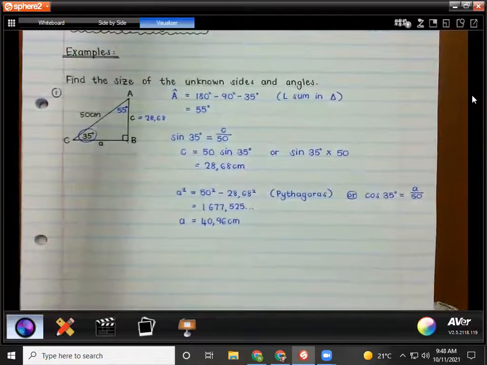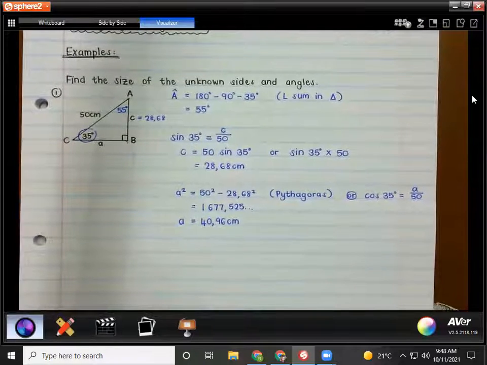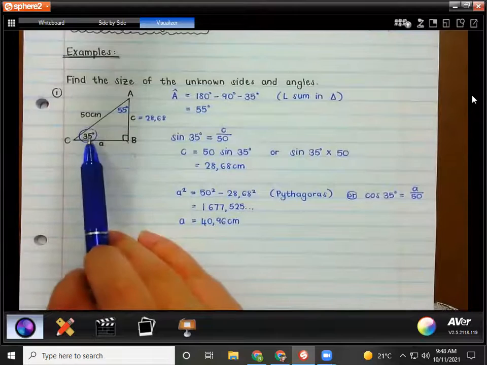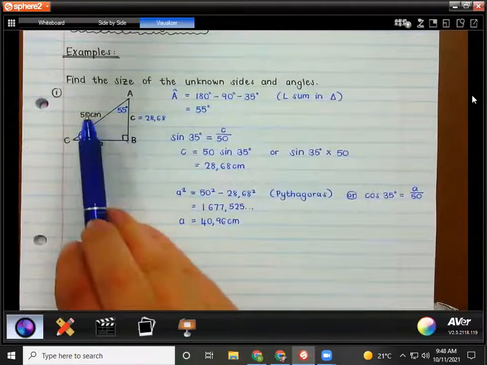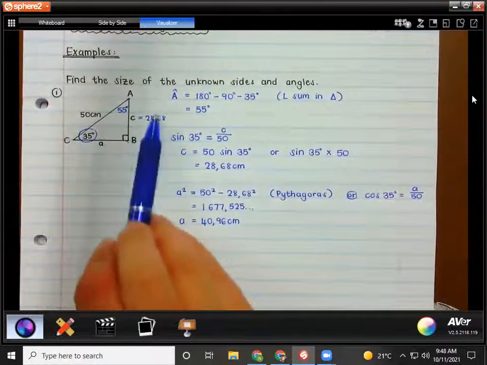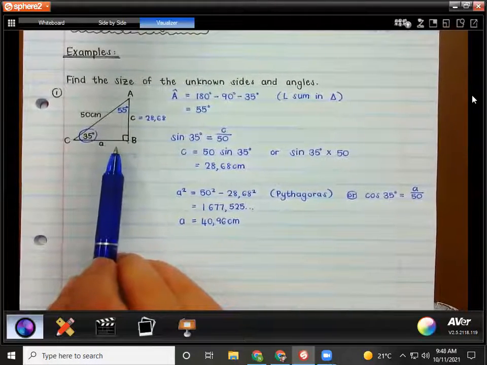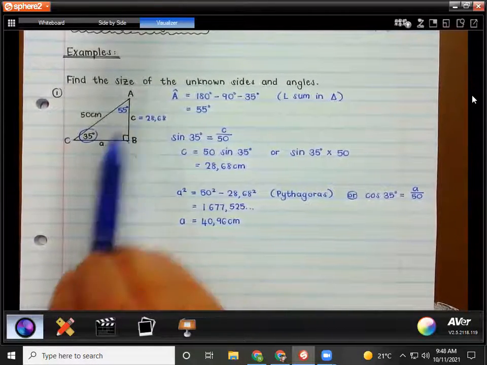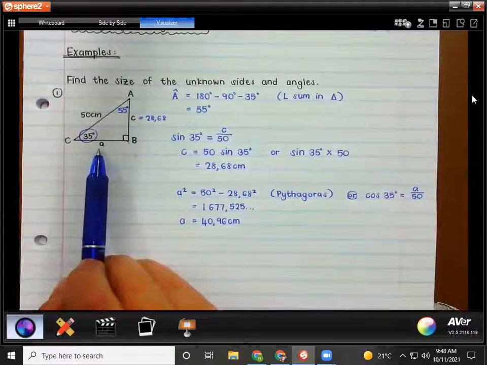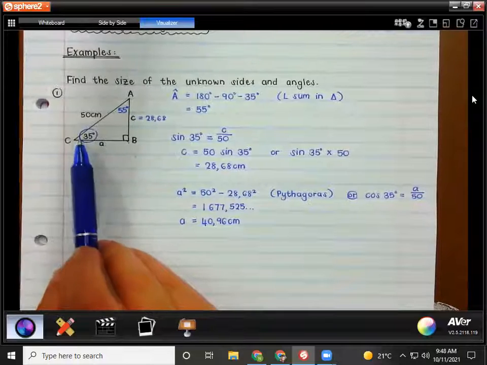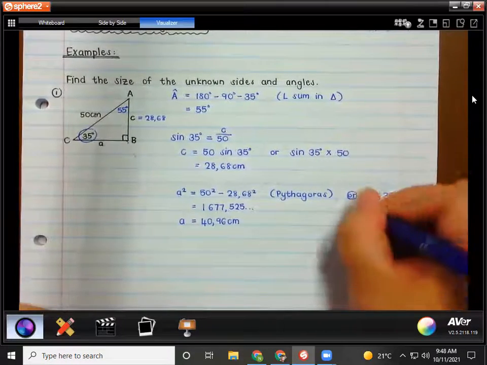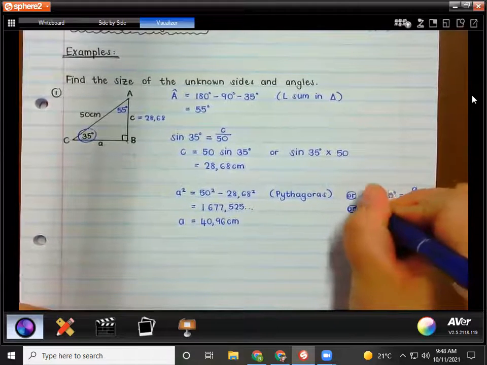Could you use a different trig ratio? We have C, right? So we can actually use C as well. If I want to use C instead of this one, I could say that C is the opposite side, A is the adjacent side. Which trig ratio works with opposite and adjacent? Tan. So we actually could have used tan for this one as well. We could have said tan of 35 is that one over A. You could have done that as well.